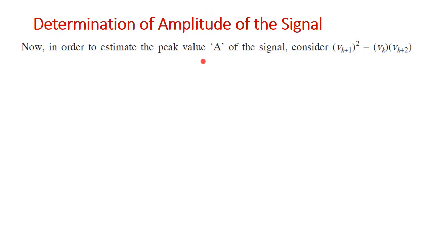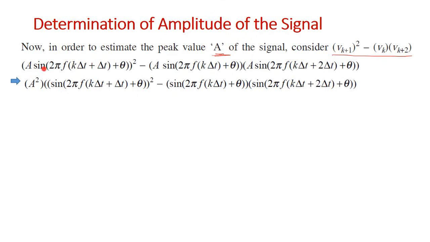Now in order to estimate the peak value A of the signal, let us consider this equation, that is V(k+1) square minus V(k) into V(k+2). Just evaluating this expression, what will we get? Finally we will get this expression if we take A square common. A square common, it becomes sine square of (2 pi f k delta t plus delta t plus theta) minus sine of (2 pi f k delta t plus theta) sine of (2 pi f k delta t plus 2 delta t plus theta), right?